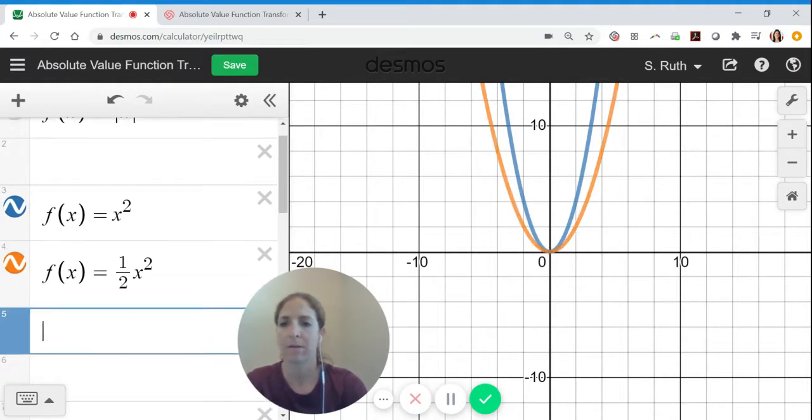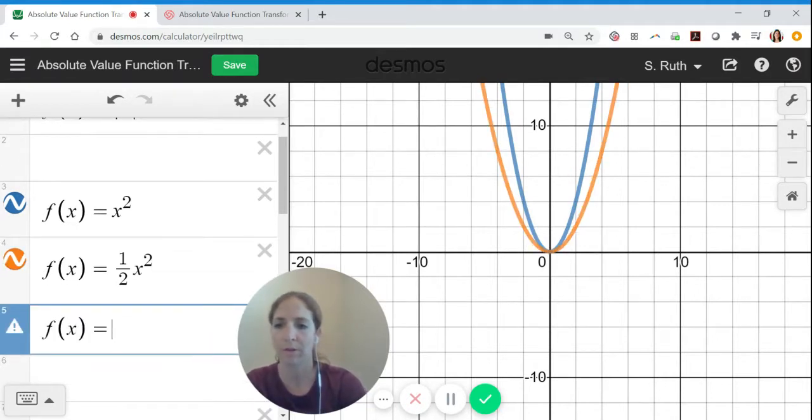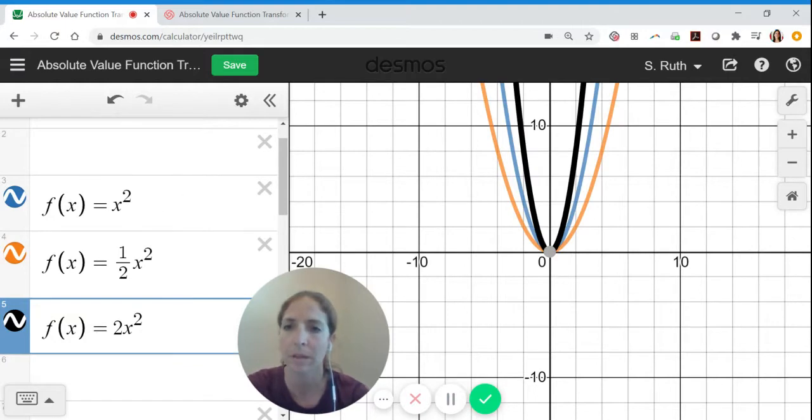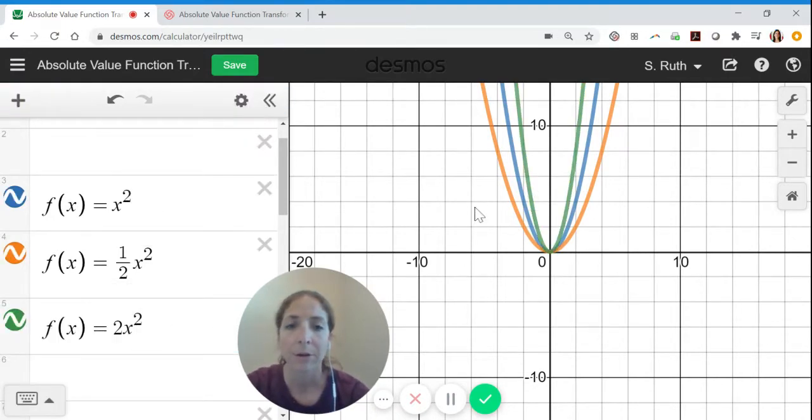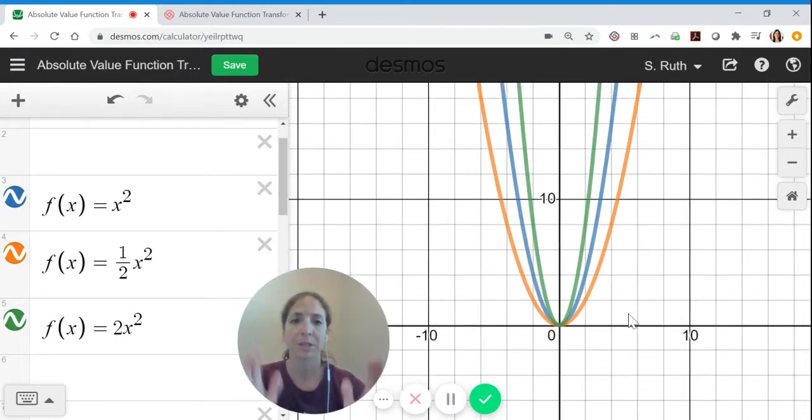Let's pick something like 2 out front, 2x squared. And let me make this one, how about in green? Now the green graph appears to us to be narrower than the base graph. So this again is applying transformation knowledge to parabolas. We can just as readily take this understanding and apply it to our work with absolute value graphs. All right, so let's try it. I'll go ahead and turn these parabolas off for a moment.